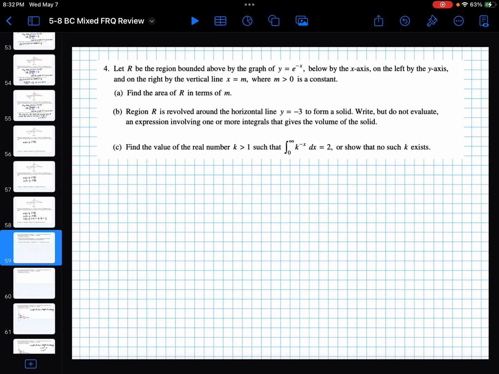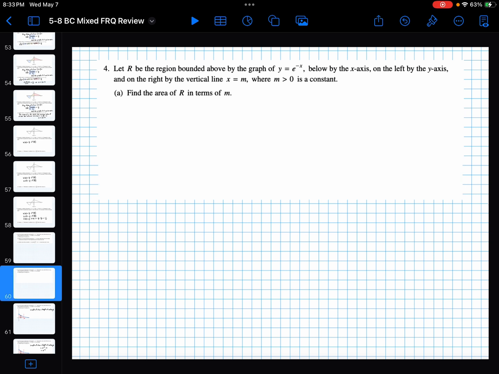Here in question 4, you have a region they're calling R, bounded above by this graph of y equals e to the negative x, below by the x-axis, on the left by the y-axis. So this exists entirely in the first quadrant. And on the right, by this vertical line where you don't really know where the x value is. It's somewhere in the first quadrant: x equals m. M is a positive number and it's a constant.